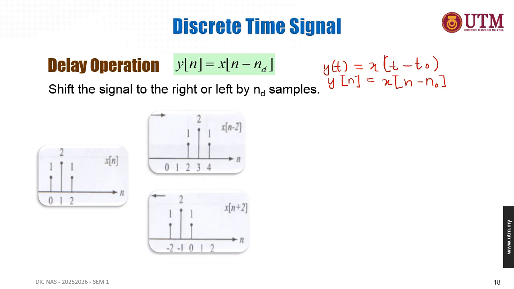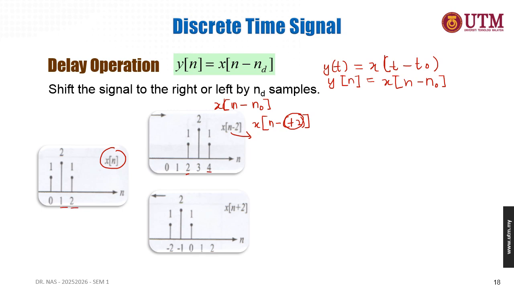When you have x[n - 2], don't forget to compare with the general equation, x[n - n0] or nd. In this case you have x[n - 2] with positive 2, meaning that the original signal is shifted to the right by 2. So 0 plus 2 gives 2, 1 plus 2 gives 3, and 2 plus 2 becomes 4.